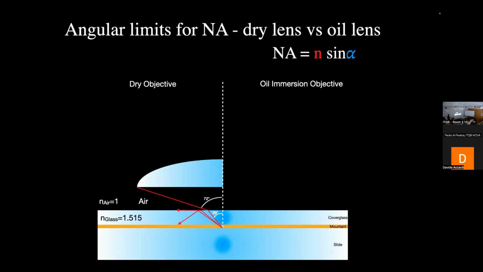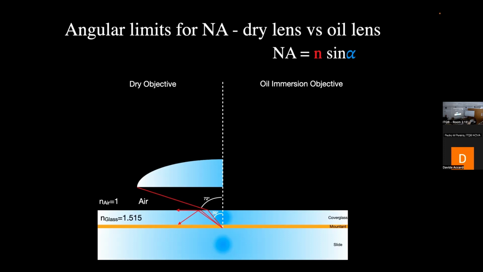And that's because the sine of 72 is already 0.95. And if you remember, the sine function goes from 0 to 1. So when it's 1 is when you have an angle of 90 degrees. So you are basically at the limit with 72 because you're already at 0.95 sine. So the sine of 72 is 0.95. It's almost 1. So this is the limit of the angular aperture of a dry objective due to the difference in refractive index between glass and air.